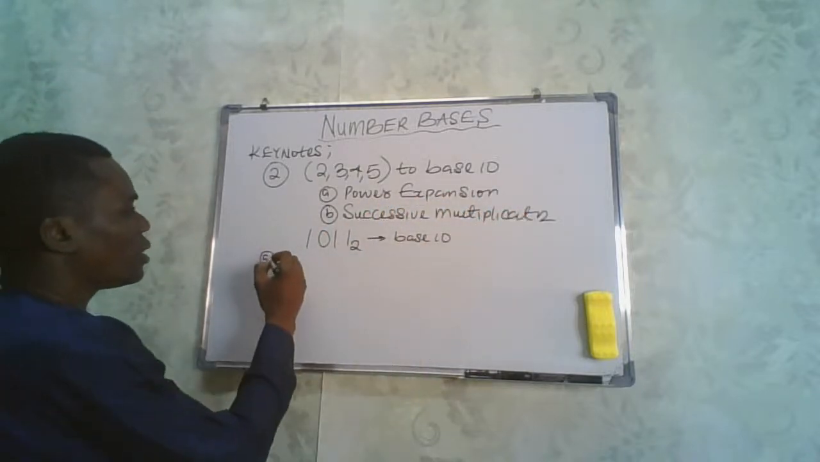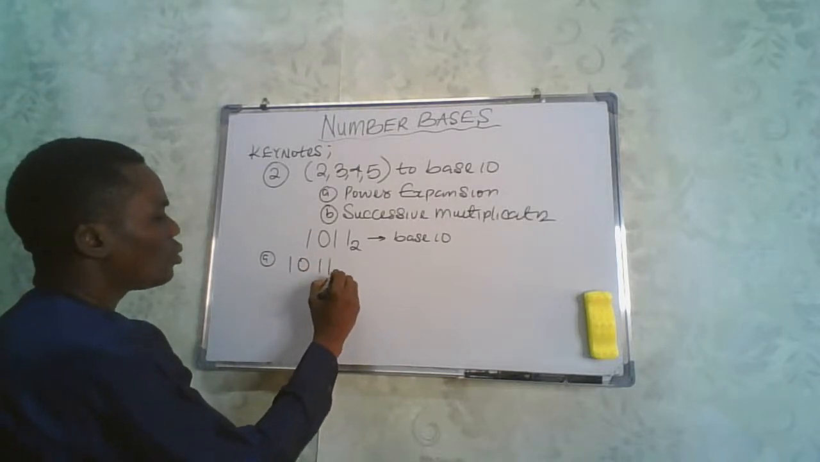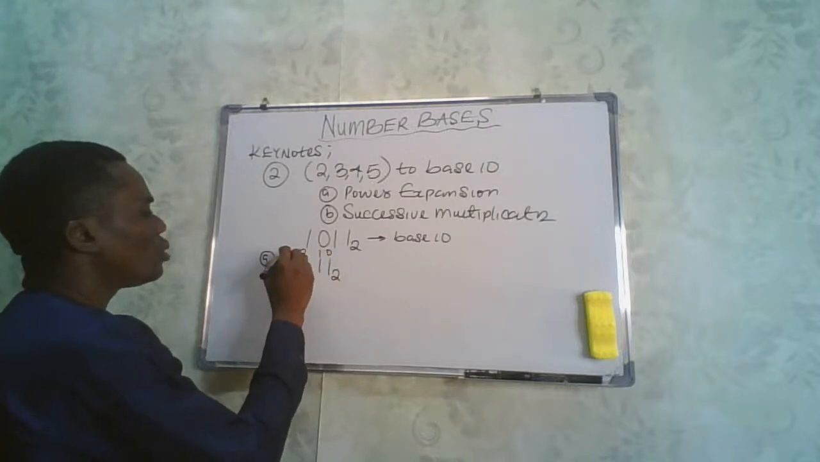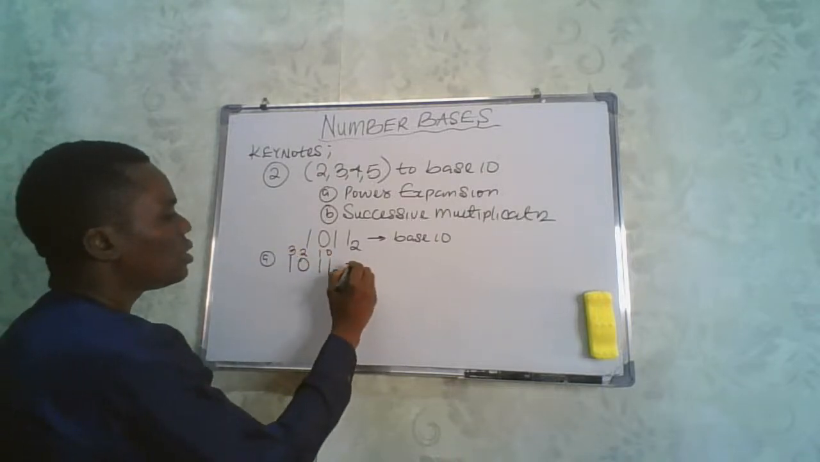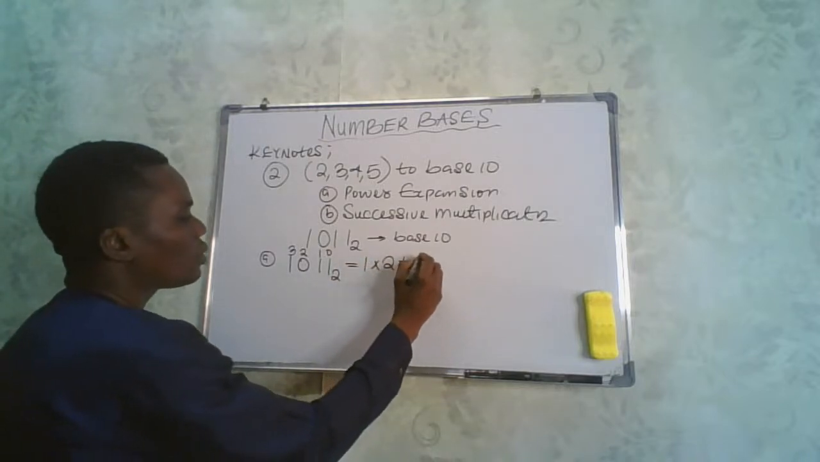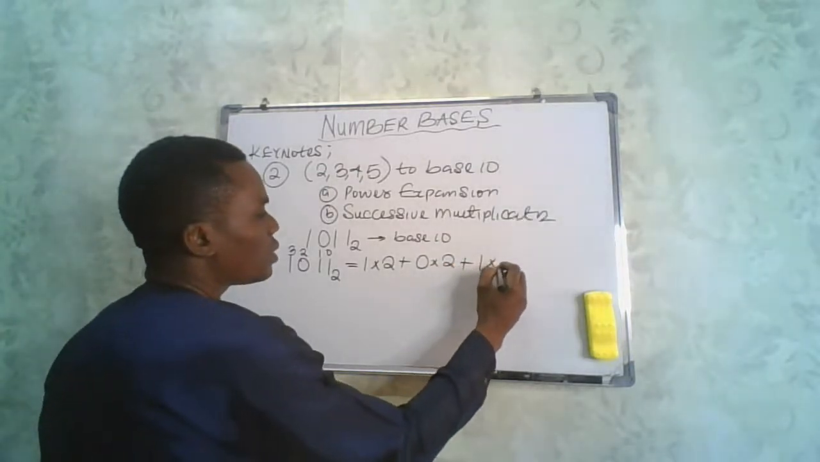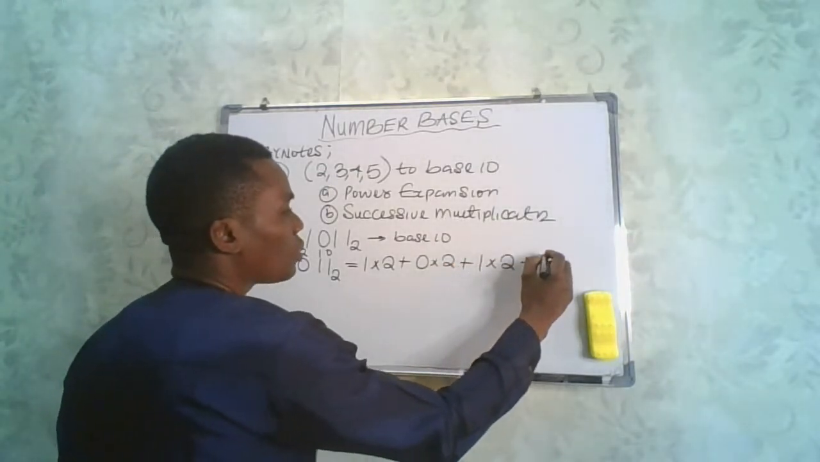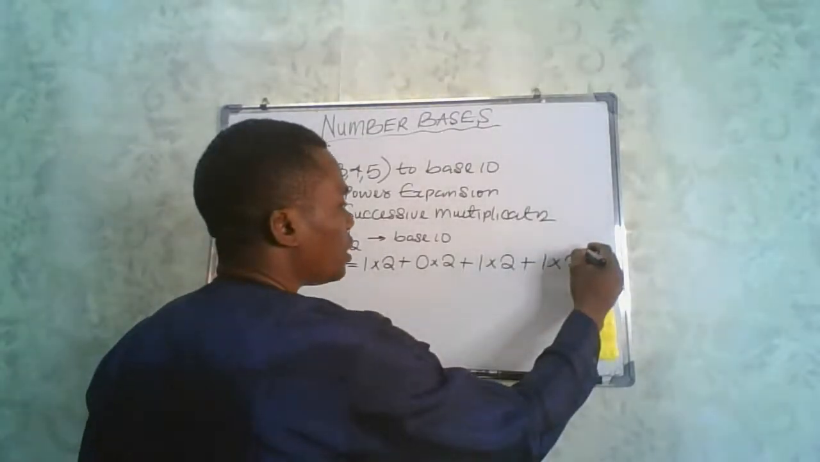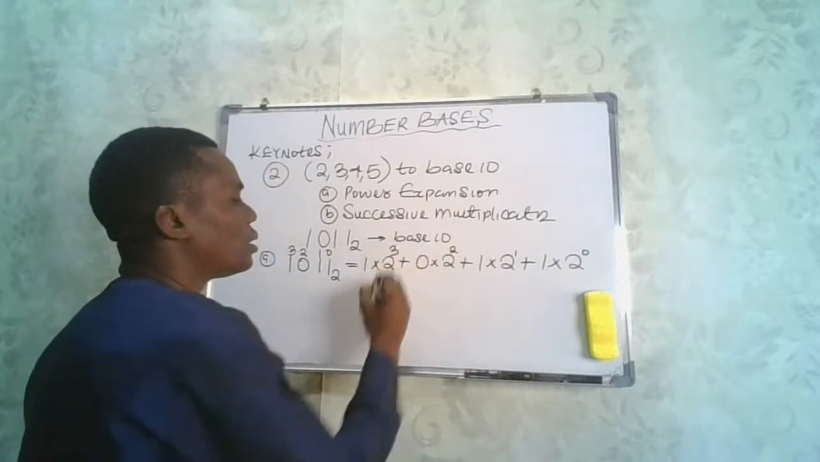In the power expansion method, we are given 1, 0, 1, 1 in base 2. If we number this to be 0, this to be 1, this to be 2, and this to be 3, this is going to give us 1 multiplied by 2 to the power of 3, plus 0 multiplied by 2 to the power of 2, plus 1 multiplied by 2 to the power of 1, plus 1 multiplied by 2 to the power of 0. And recall, this is going to be 0, 1, 2, and what? And 3.